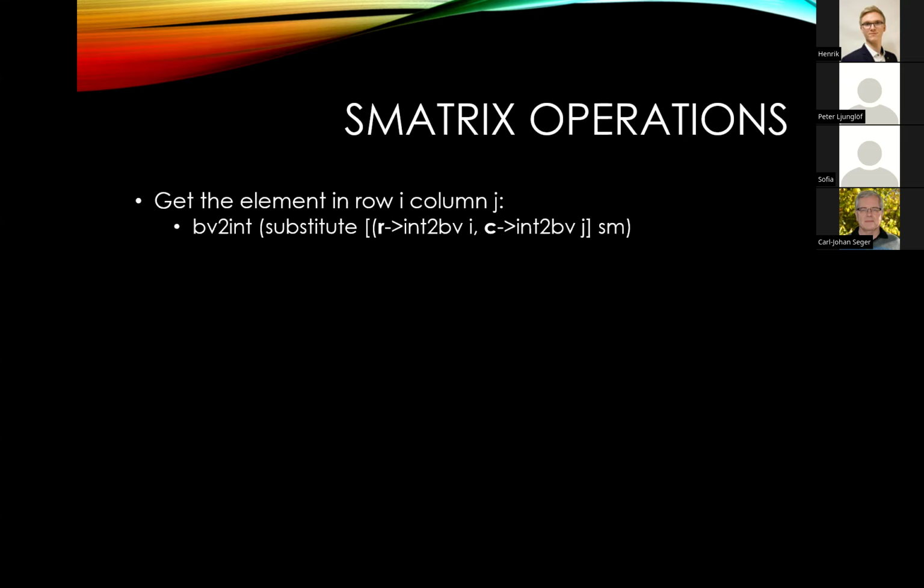So, if you want to get an element, it's trivial. You just do substitution for the values into the BV, and then convert it maybe to an integer if you actually want to see what the value is. So that's very easy to do. If you want to transpose a matrix, just substitute the row variables for the column variables and vice versa. That's also very easy.